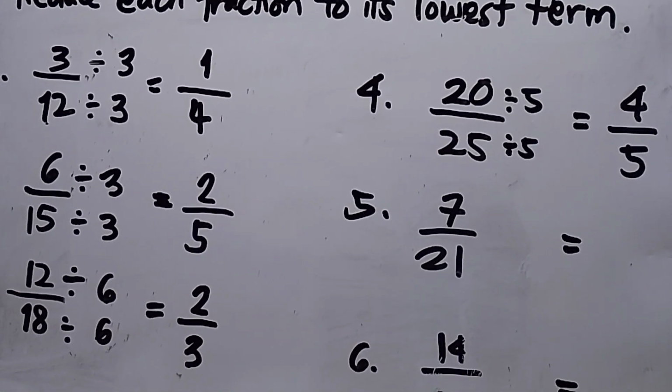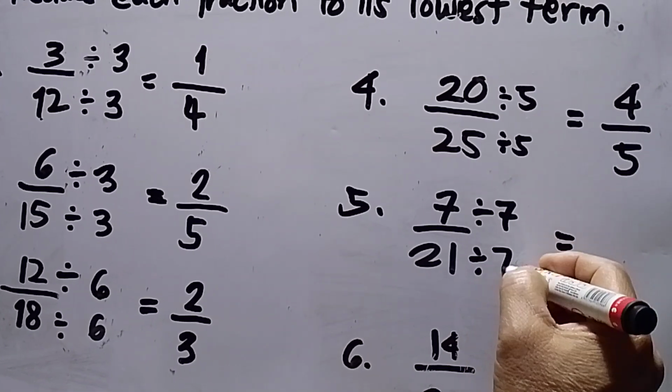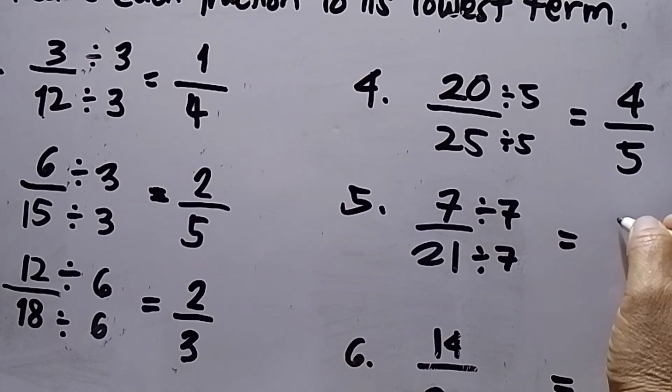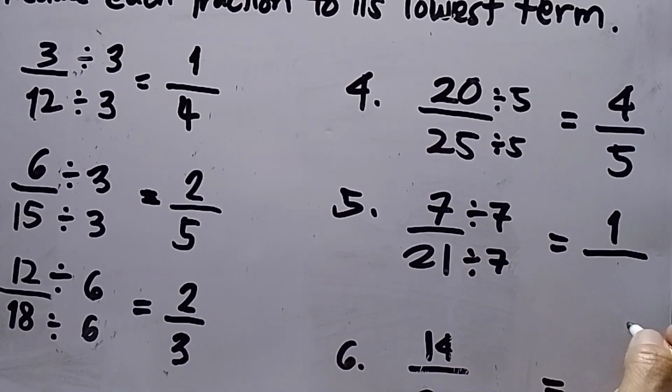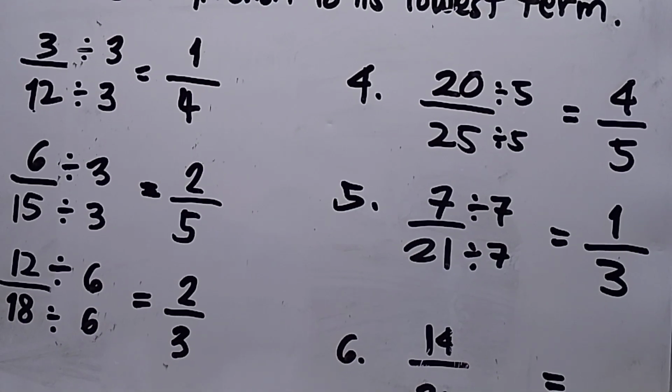Number 5, 7 over 21. Divide this one by 7. Divide also the denominator by 7. So 7 divided by 7 is 1. 21 divided by 7 is 3. So for number 5, the answer is 1 over 3.